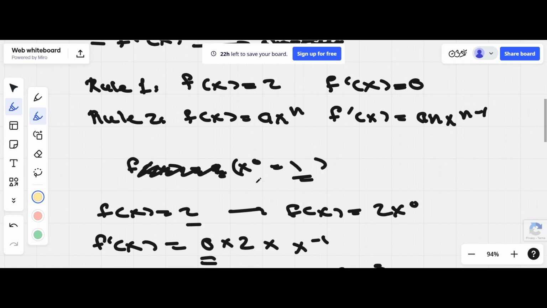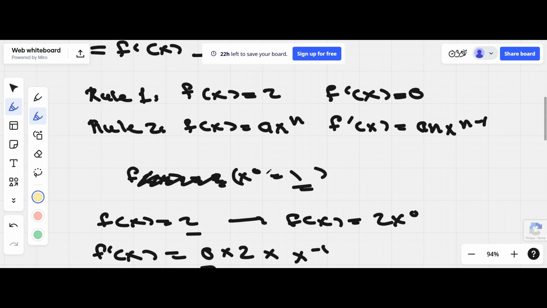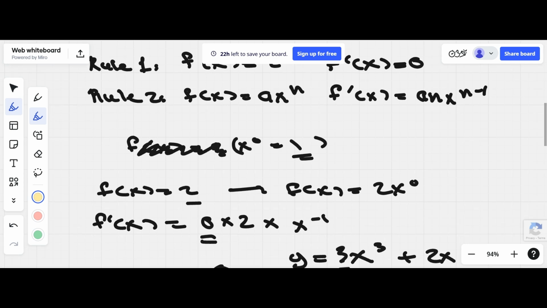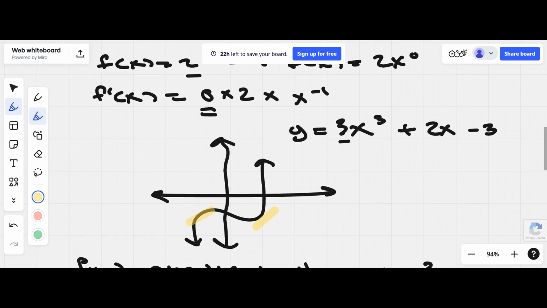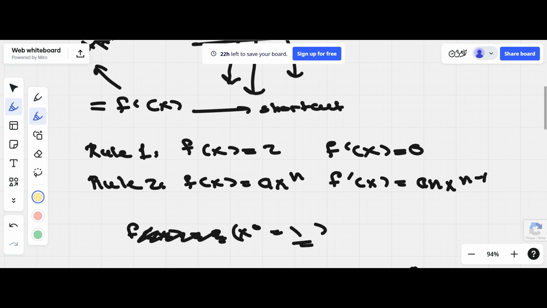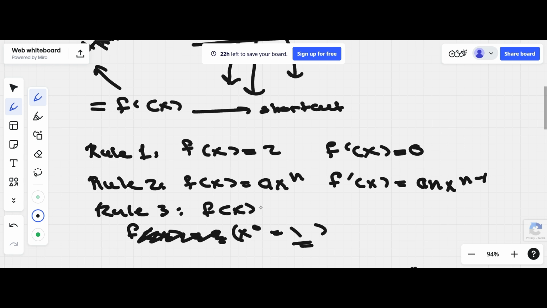Now let's do a couple more practice problems about this just to make sure you guys have it down. Another rule that I want to introduce, which could be helpful to you, rule number 3: when the function f(x) equals ax to the power of 1, then f prime of x would just be a.